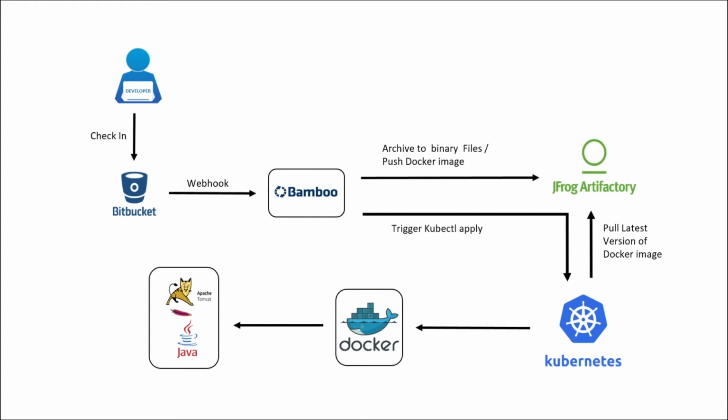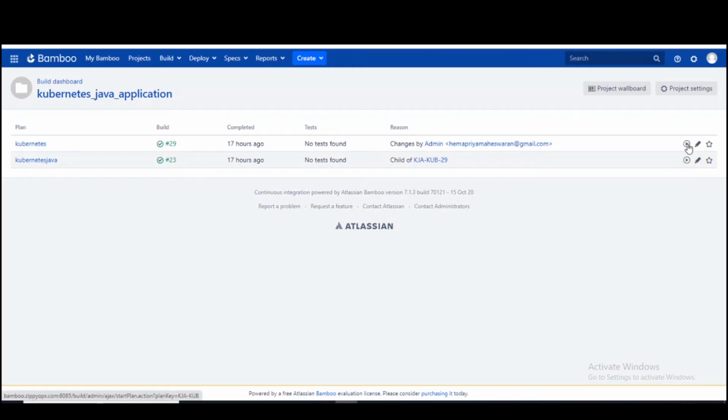Now, let us see how the continuous integration and continuous deployment of the Java application happen via the Bamboo pipeline. Let us trigger the Bamboo pipeline for Java application deployment. In the first stage, the Bamboo pipeline job is preparing the servers and Bitbucket config. In the next stage, the Bamboo pipeline job is pulling the source code from Bitbucket, which contains the Java application source code, Dockerfile, and Kubernetes files.